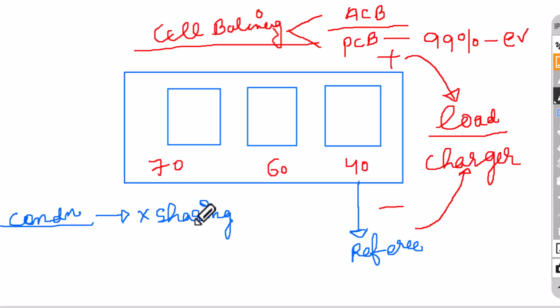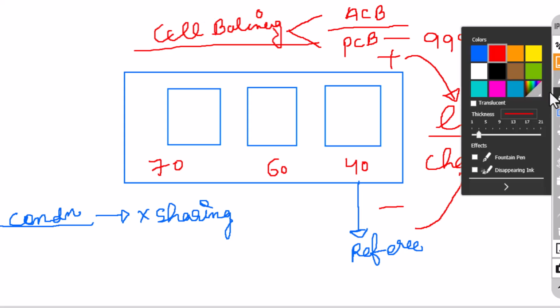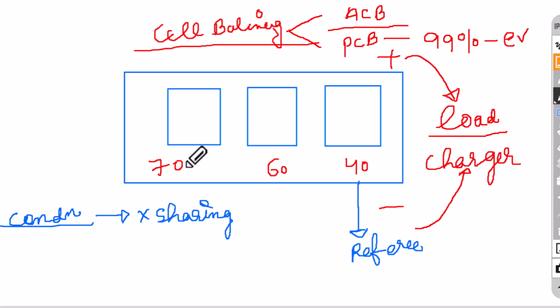If you can't share the charge, you have only one way to reduce the SOC. You have to minus the SOC percentage. Correct? That means 30% you have to minus from cell A, and 20% you have to minus from cell B, the middle one.